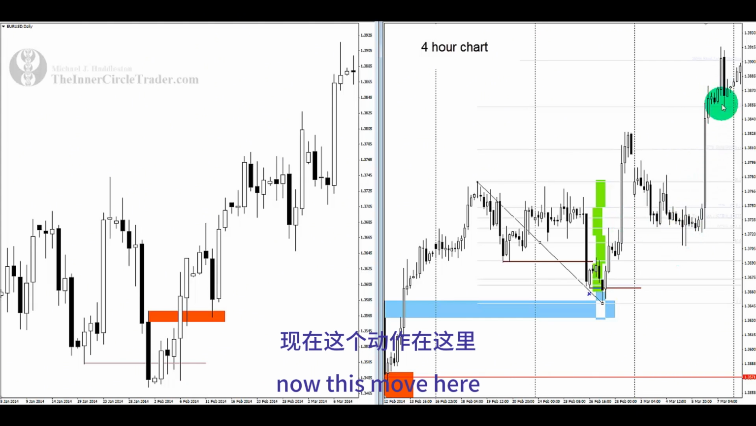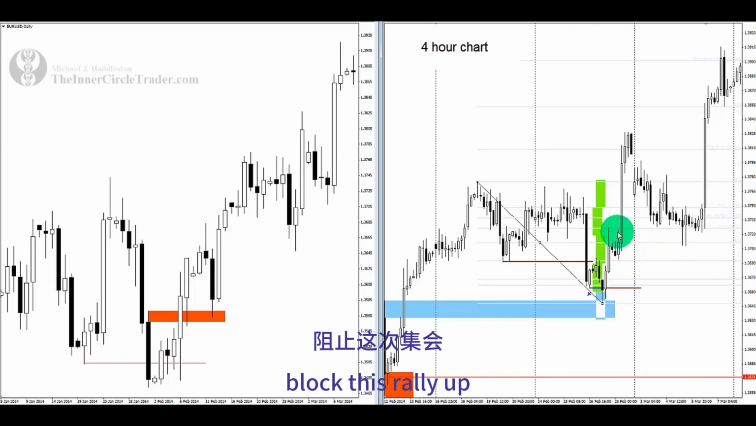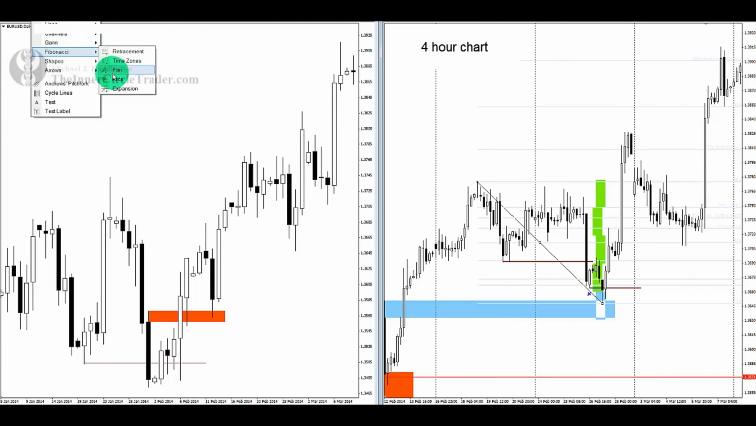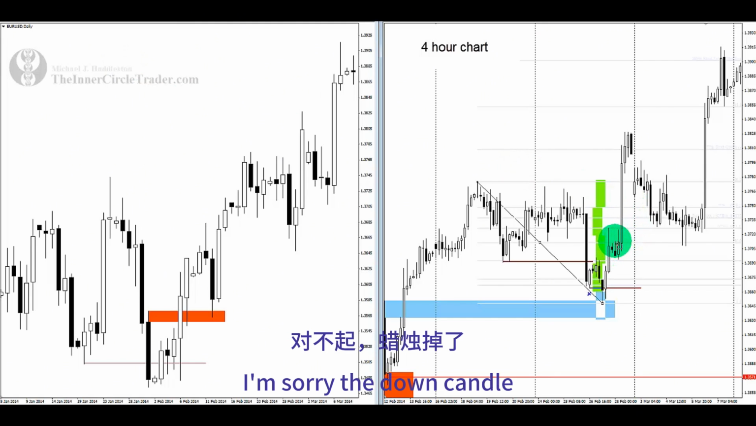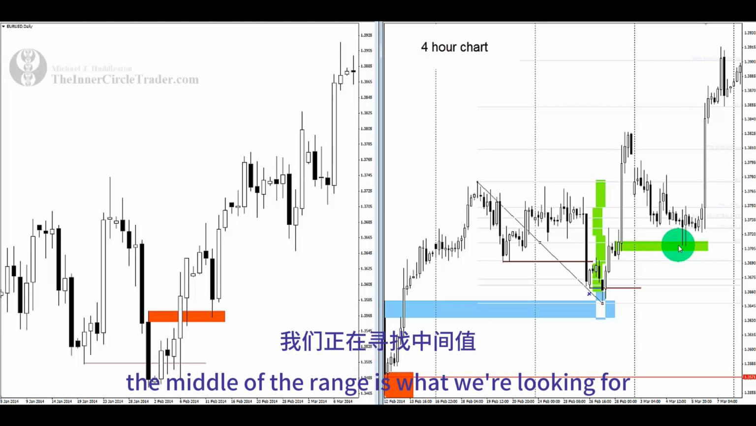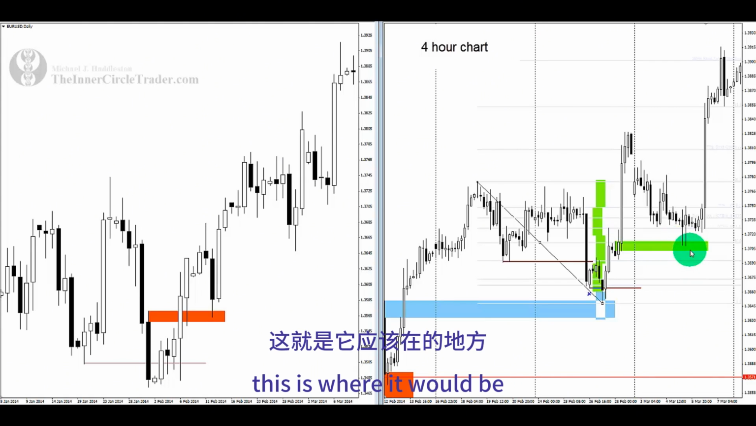Now, this move here is only retracing back into an old order block, this rally up. Let's get another range in here. So we use the down candle, the high to the opening price right there. Again, the middle of the range is what we're looking for. We'd like to see that. If you want to take an additional entry, this is where it would be.